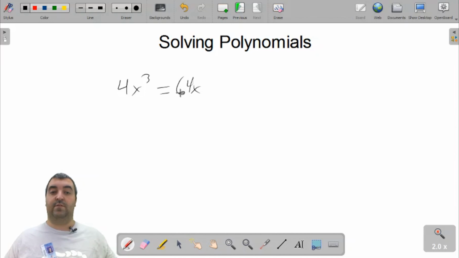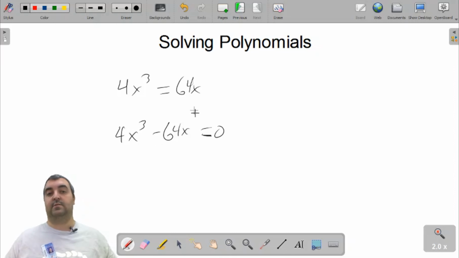If I want to solve this, just like with a quadratic, I like to move everything to one side so I get it equal to 0. Then you try to factor this. Now, depending on what's there, we have lots of different methods of factoring polynomials. But the first thing you should always look for is a GCF. It'll make your life a lot easier.